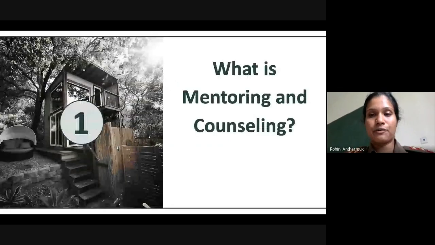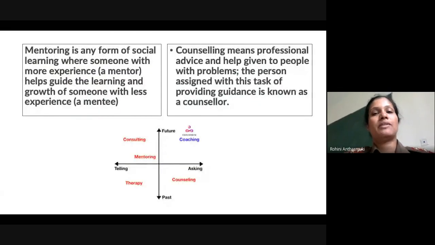So answering the first question, what is the definition in itself? Mentoring is any form of social learning where someone with more experience, a mentor, that means an expert, helps and guides the learning and growth of someone with less experience, the one who is a mentee, right? And counseling means professional advice and help given to people with problems. The person assigned with this task of providing guidance is also known as a counselor.